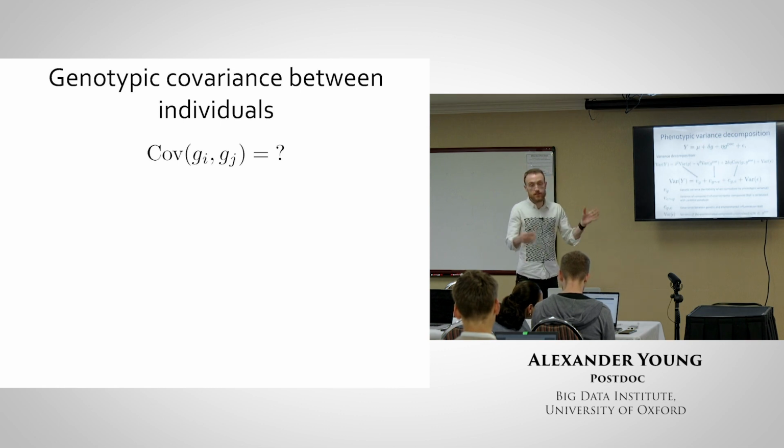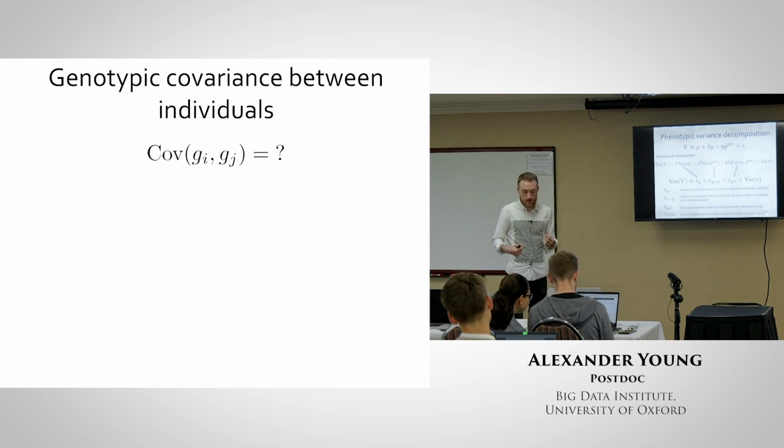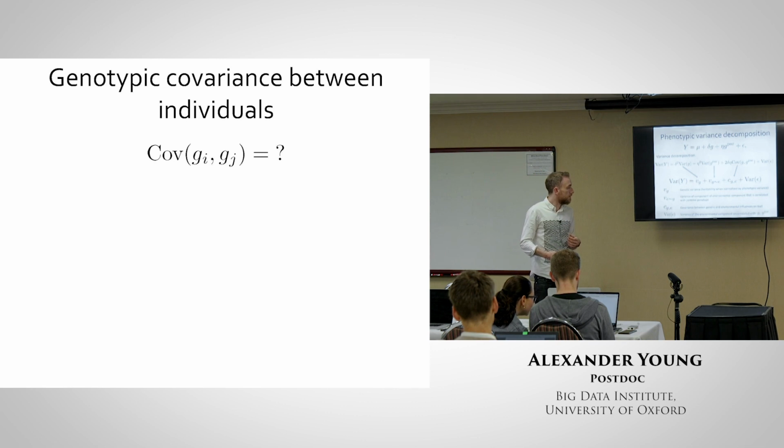So this gives you a decomposition of the phenotypic variance, but if you want to estimate heritability, or you want to understand correlations between different types of relatives, then you need to have a model for the correlations between distinct pairs of individuals.